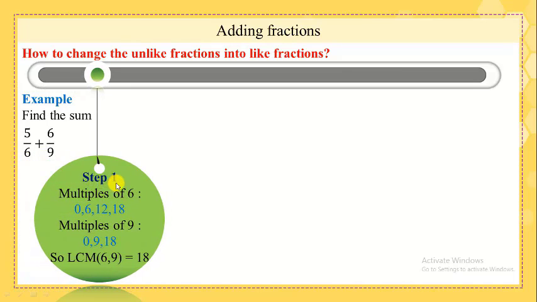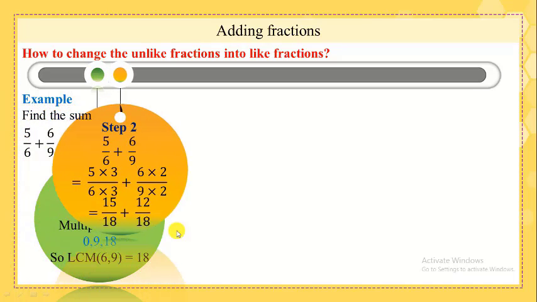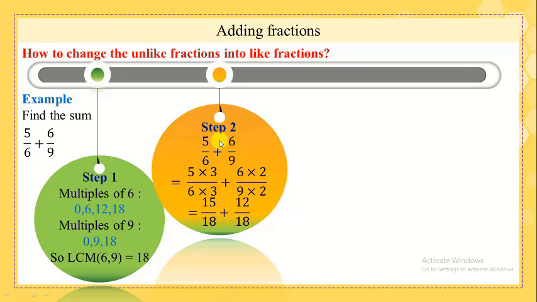So in the first step, we list the multiples of the two denominators, 6 and 9, and see where they meet. Multiples of 6 are 0, 6, 12, 18, etc. Multiples of 9 are 0, 9, 18, etc. So the LCM of 6 and 9 is 18. In the second step, rewrite the problem using the LCM. We multiply 6 by 3 to get 18. 6 times 3 equals 18.